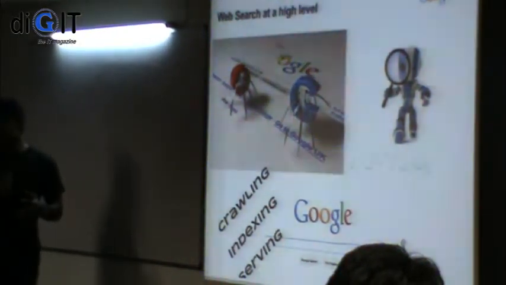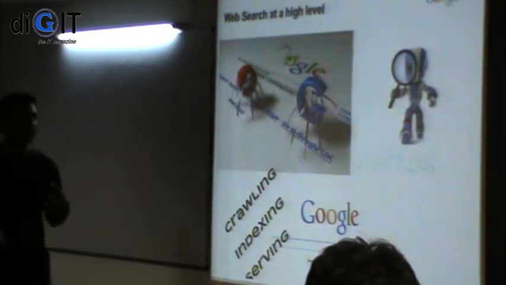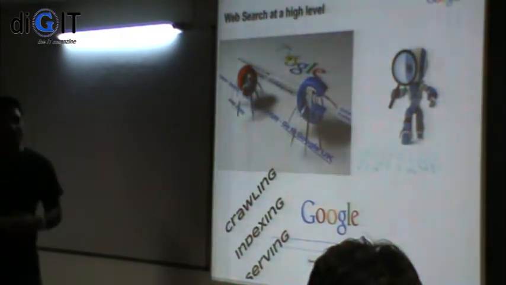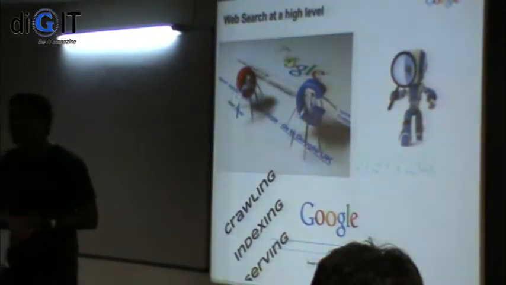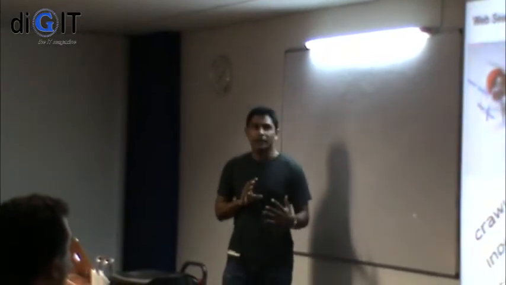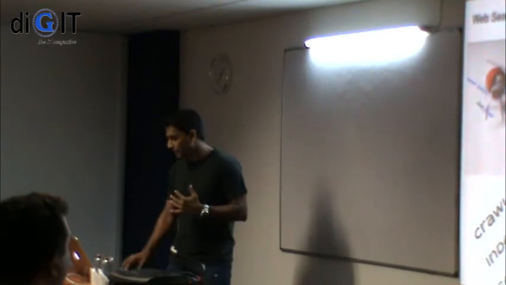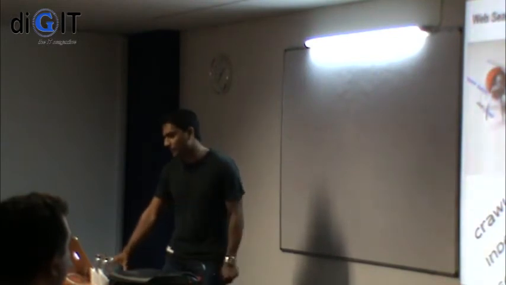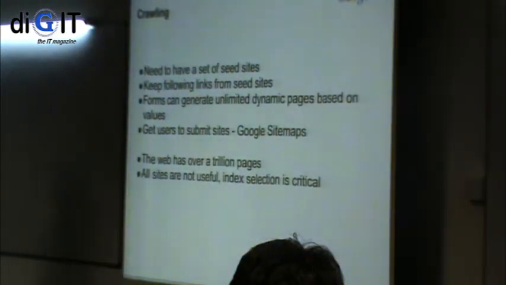Now I'll go into the details of how all this happens. There are three main components, like I mentioned: crawling, then indexing, and then serving. I'm going to talk a bit about crawling and indexing. I'm going to mainly talk about the serving side, but I'll need to give you some ideas about how crawling and indexing works. So we have these trillion pages on the web.